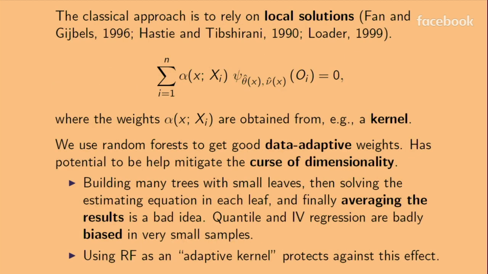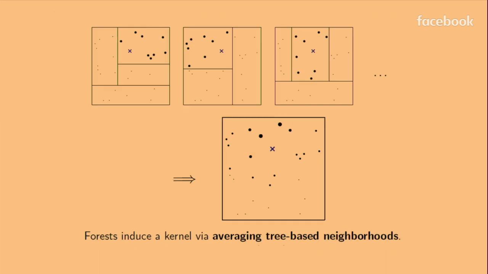The way we would operationalize that is that for each target x, we would create a weighting function alpha, and we would try to solve for the parameters that set the moment condition equal to zero, but we're going to weight more heavily the nearby x's. And so what do I mean by nearby? Well, I'm going to generate a bunch of trees.